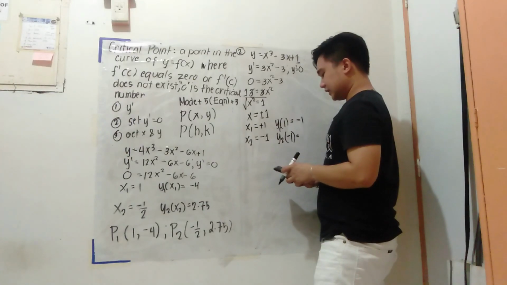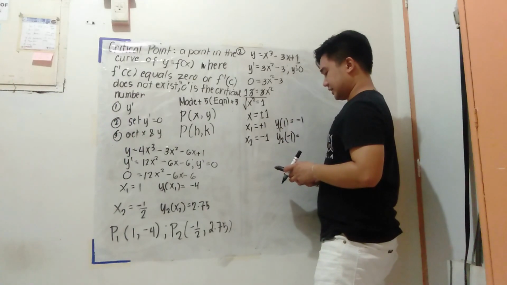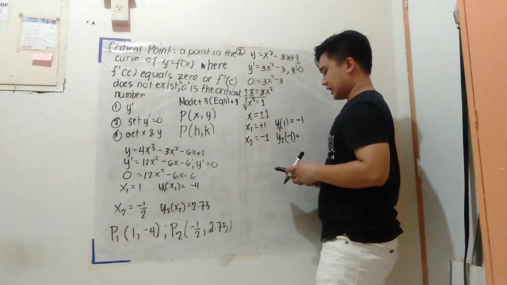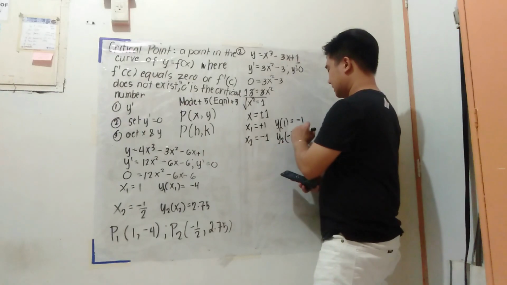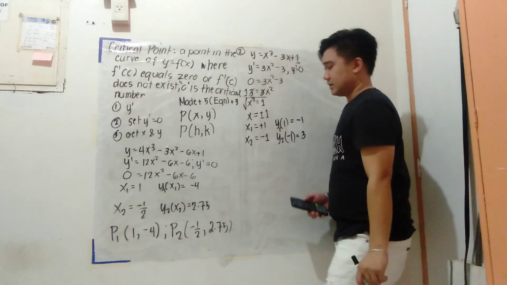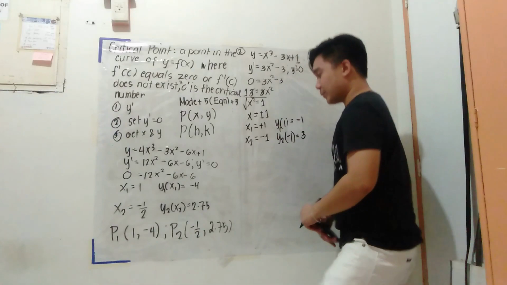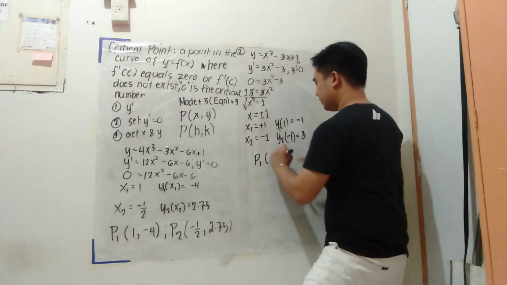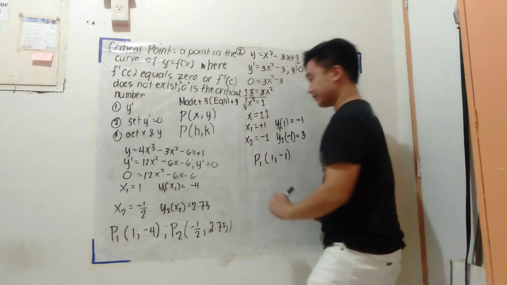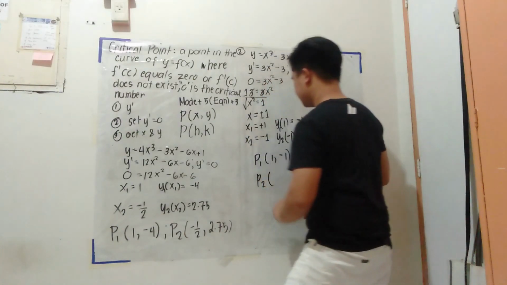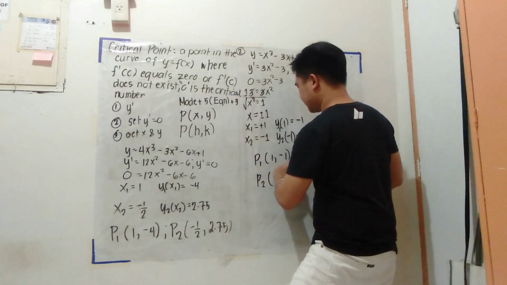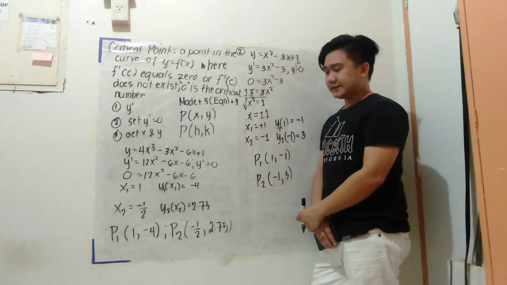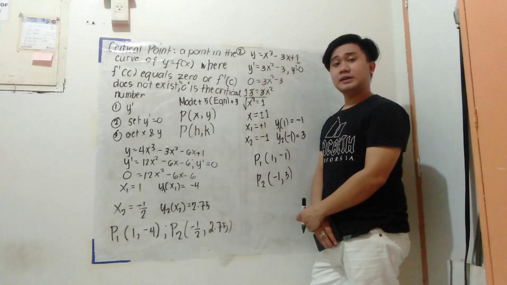So, negative 1 cube minus 3 times negative 1 plus 1, I have here positive 3. So, if you were asked what are the critical points, so point 1, you have positive 1 and negative 1. Okay? And your point 2 is negative 1 and positive 3. Okay? So, ito na po ang ating way ng pagkuha ng critical points.